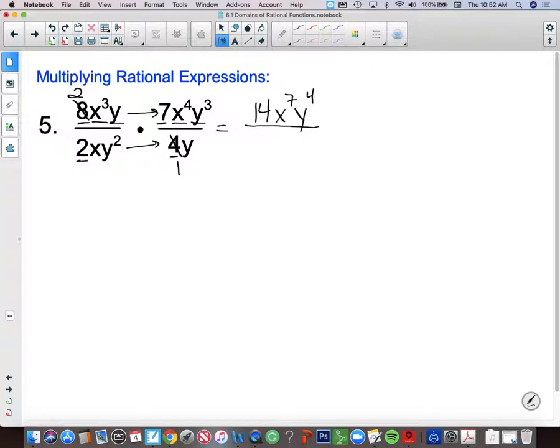Then on the bottom, 2 times 1 is a 2. X times, we don't have another x over there, so let's just tack it on. And y squared times y is a y cubed.